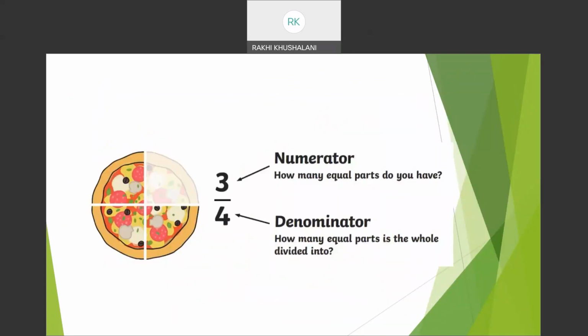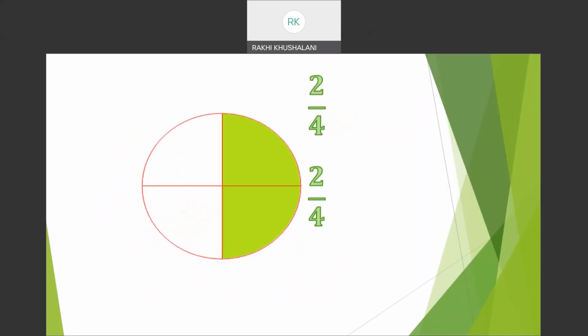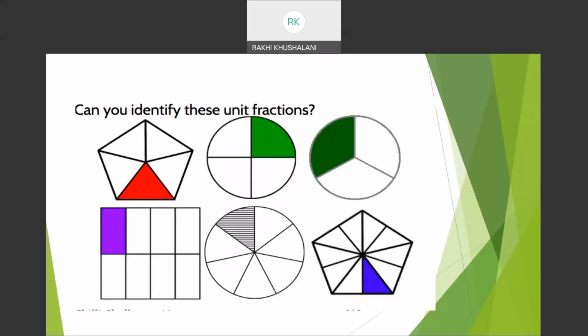We learned that a fraction is written as two numbers, one up and one down, with a bar in between. The top one is called the numerator, which says how many equal parts you have, and the denominator says how many equal parts the whole is divided into. Numerator, how many parts do you have? Denominator, how many parts is the whole divided into? 2 by 4 is the shaded portion. 2 by 4 is the white portion.